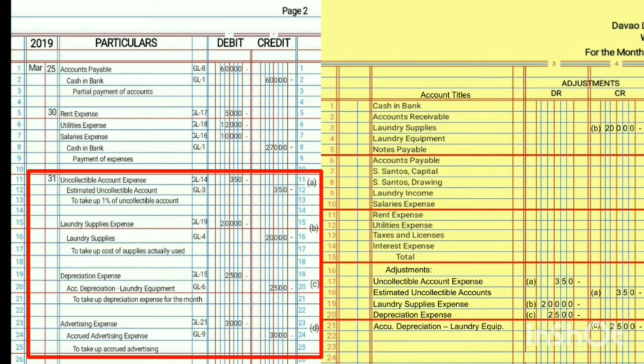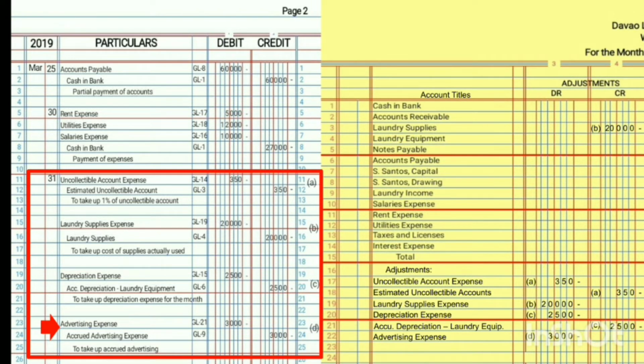So we have a debit to advertising expense, 3,000 pesos. So let's check in the account titles here in the worksheet if meron na bang advertising expense. So wala. So we're going to add a new one. So we have advertising expense. The amount of the adjustment is 3,000 pesos debit. So, we're going to write 3,000 in the debit column and then put letter D.